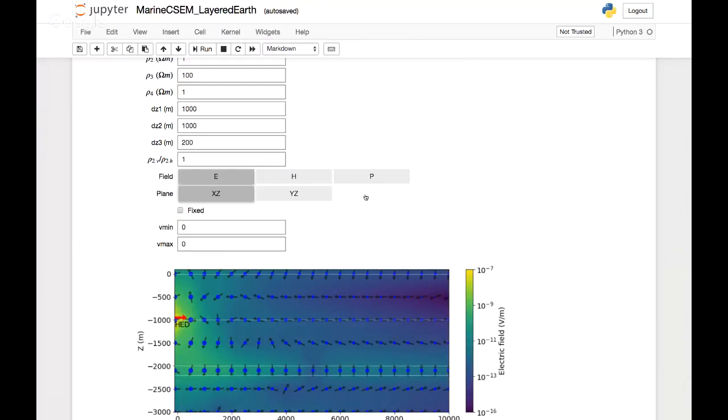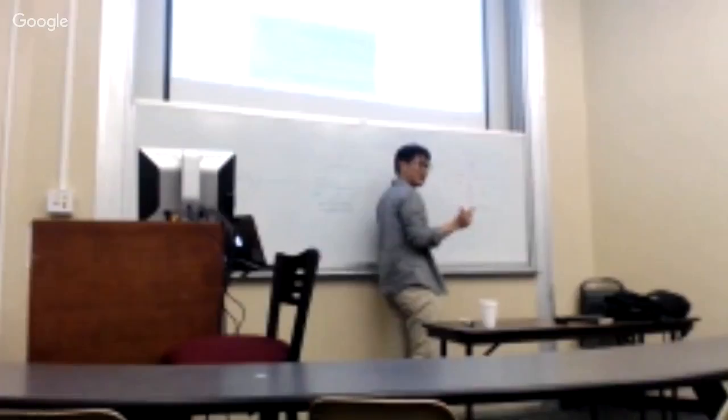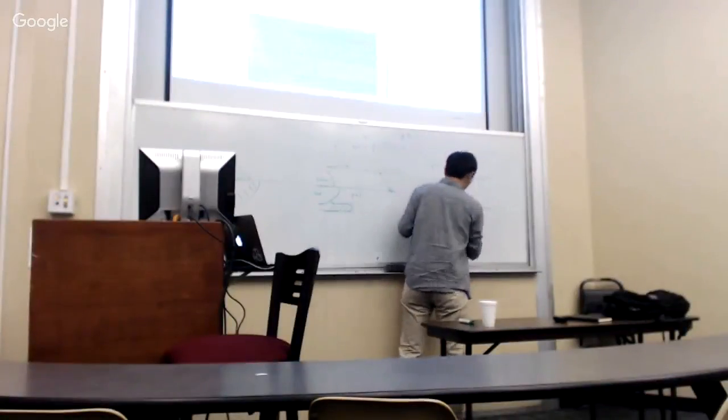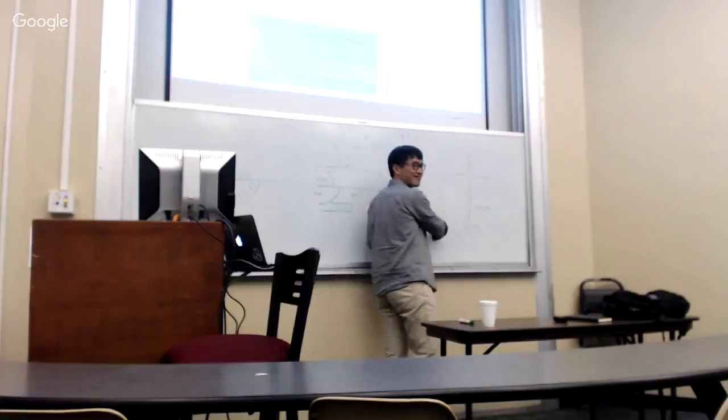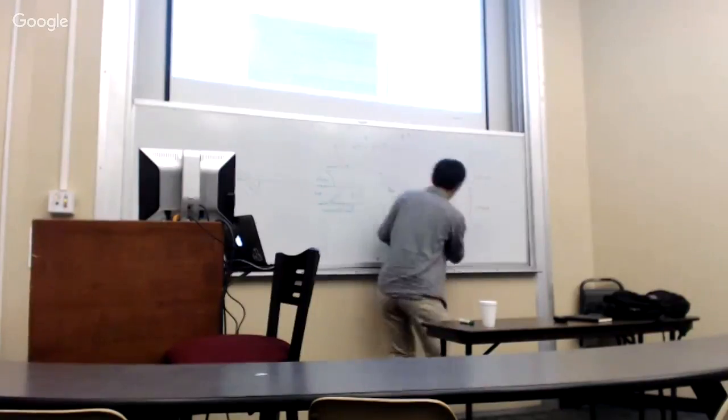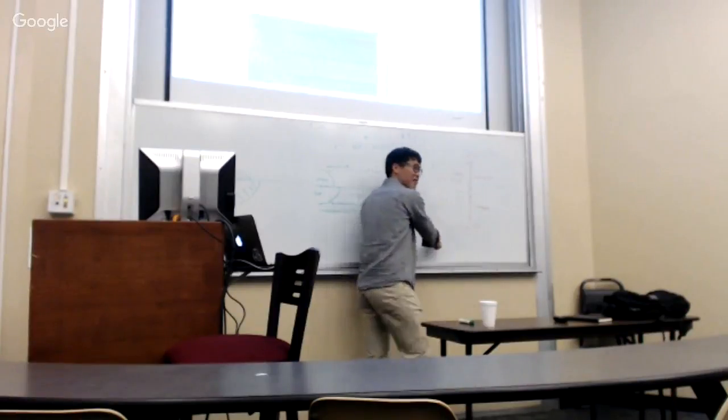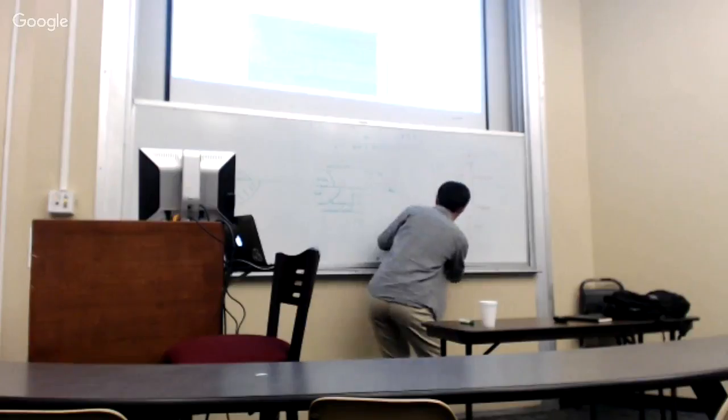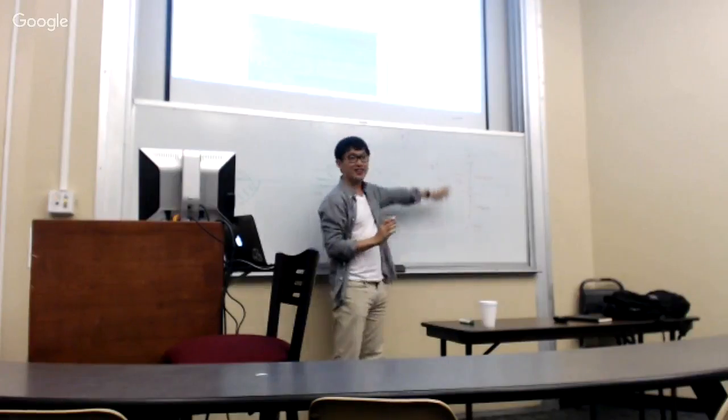What is the resistivity of the seawater? 0.3. Okay, so that's rho 1. How about the sea sediment? Maybe 1. Is that the case in the Brazilian setting? Yeah, 1. And the reservoir? Maybe 50. And the bottom? 1 again. Okay, so that's the setup.